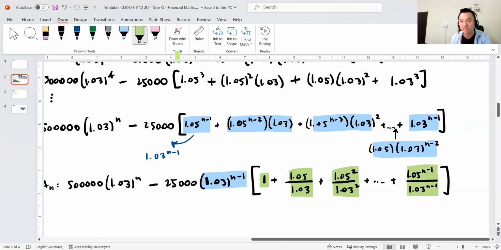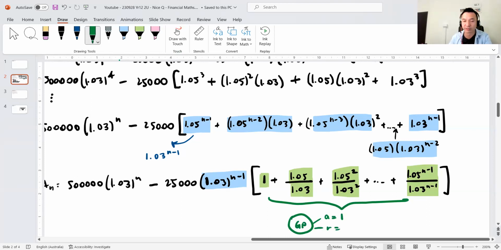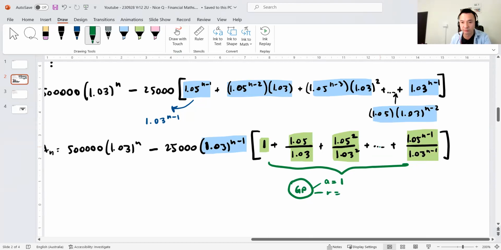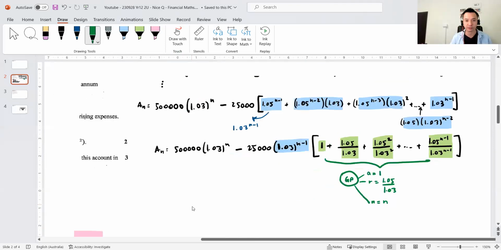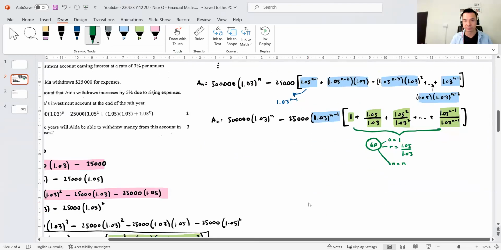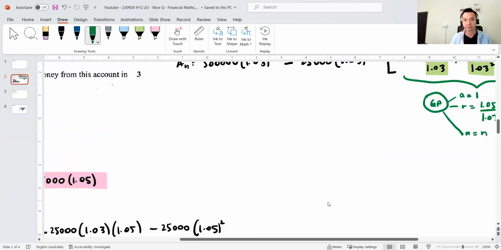This is my GP. That is a sum of a GP where the first value is 1, the common ratio is 1.05 over 1.03, and the terms, well, there are n terms. Putting that into my GP formula for the sum of a GP. So let me just scroll down over here.